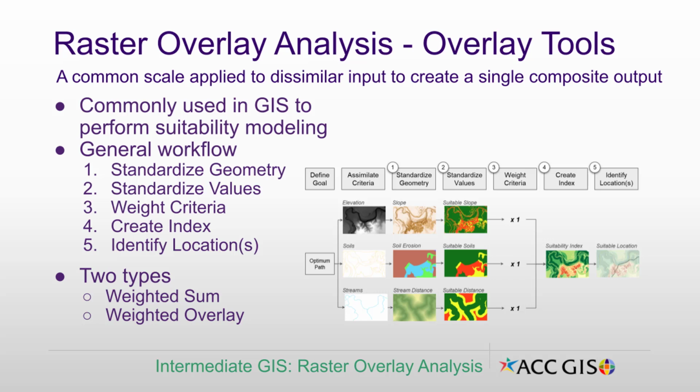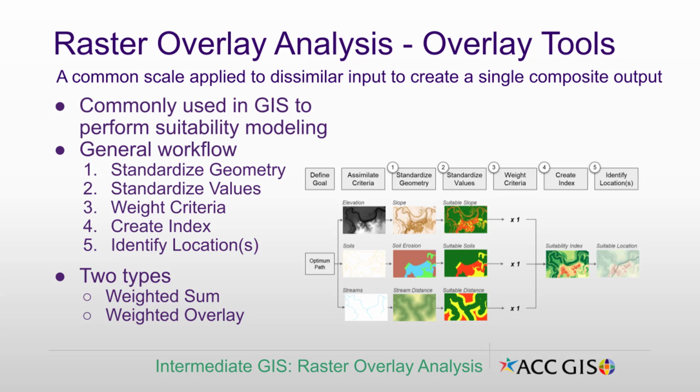So in this example right here, we use the reclassify tool to reclassify the slope, soil erosion, and stream distance rasters into reclassed and standardized rasters with suitable slope, suitable soils, and suitable distance. If our suitability index is 1 to 10, where 1 is most suitable and 10 is the least suitable, then the greens are scored as 1, and then the yellows maybe as 5, and the reds as 10.